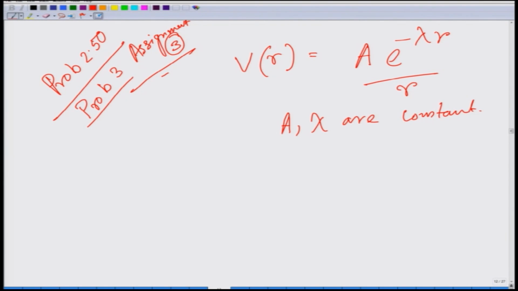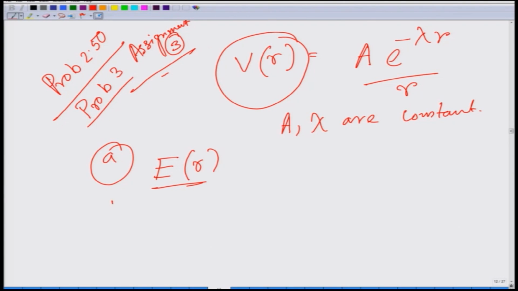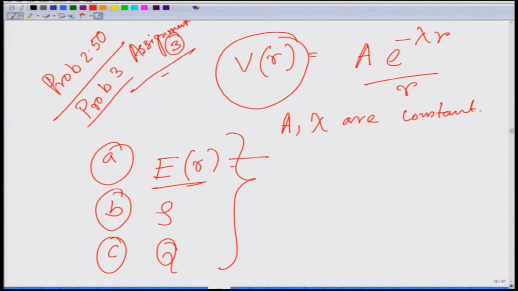So, you need to find out in A what is your electric field corresponding to this potential. B is to find out the charge density, and C is to find out the total charge. How will I do it? For part A, you know that electric field is minus grad V.